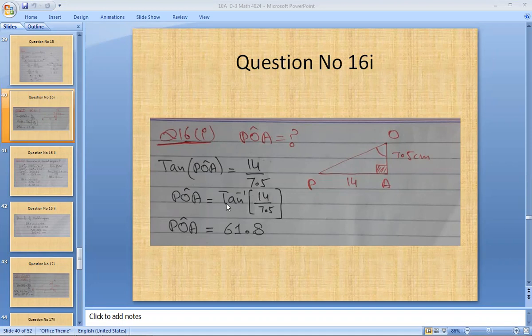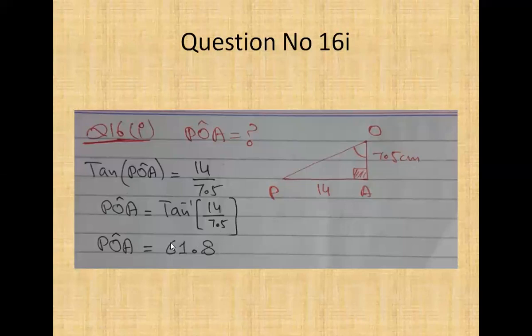Bring this tan to this side, it will become tan inverse. So POA will be equal to tan inverse 14 by 7.5. In your calculator, you will enter shift tan, bracket start, 14 divided by 7.5, bracket close, equals, and that will be 61.8. So the angle POA will be 61.8 degrees. This is how you do this.